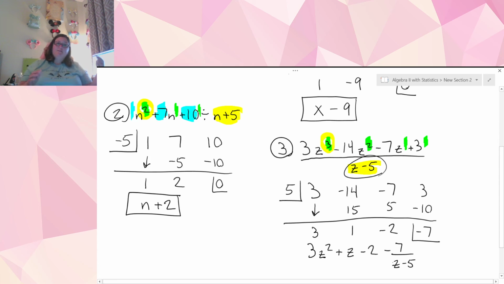So you do the same process for the numbers out front of that remainder, and then with the remainder, you just put it over what you divide by. And that's our answer.